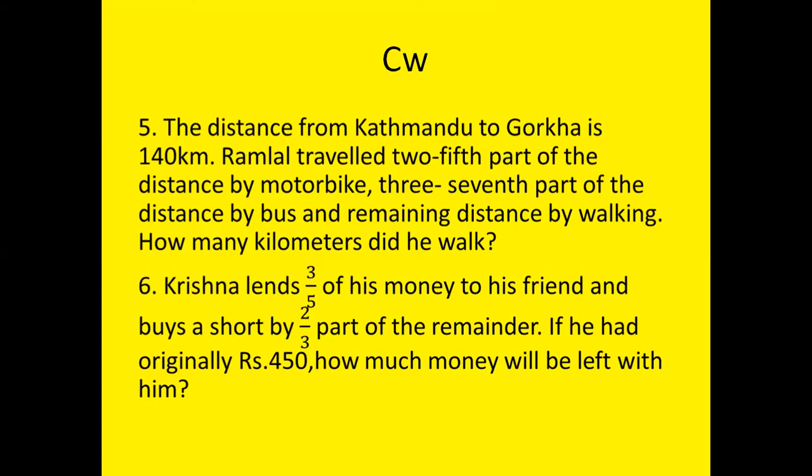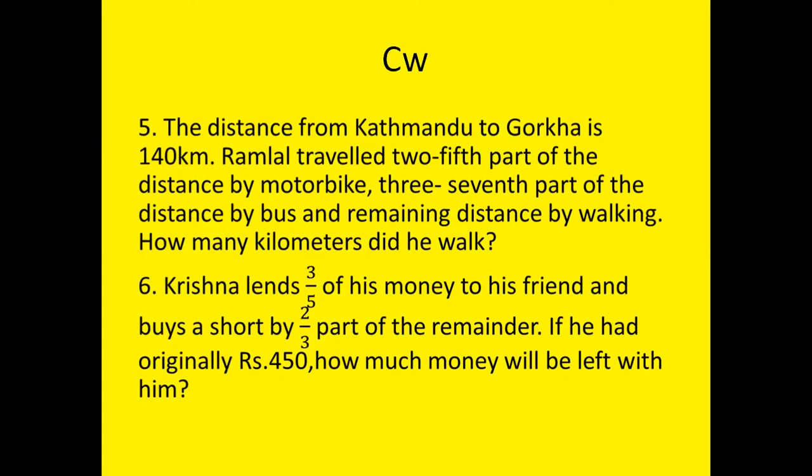Travel by motorbike is what? 2 by 5 into 140. That means you cut 5 on the 5, and 5 times 8 is 40. Then it will come 56. 56 kilometers is traveled by motorbike. Then 3 by 7 by bus. Bus is 3 by 7 into 140. That means 7 on the 7, and it will come 60 kilometers. Okay, 60 kilometers is traveled by bus.